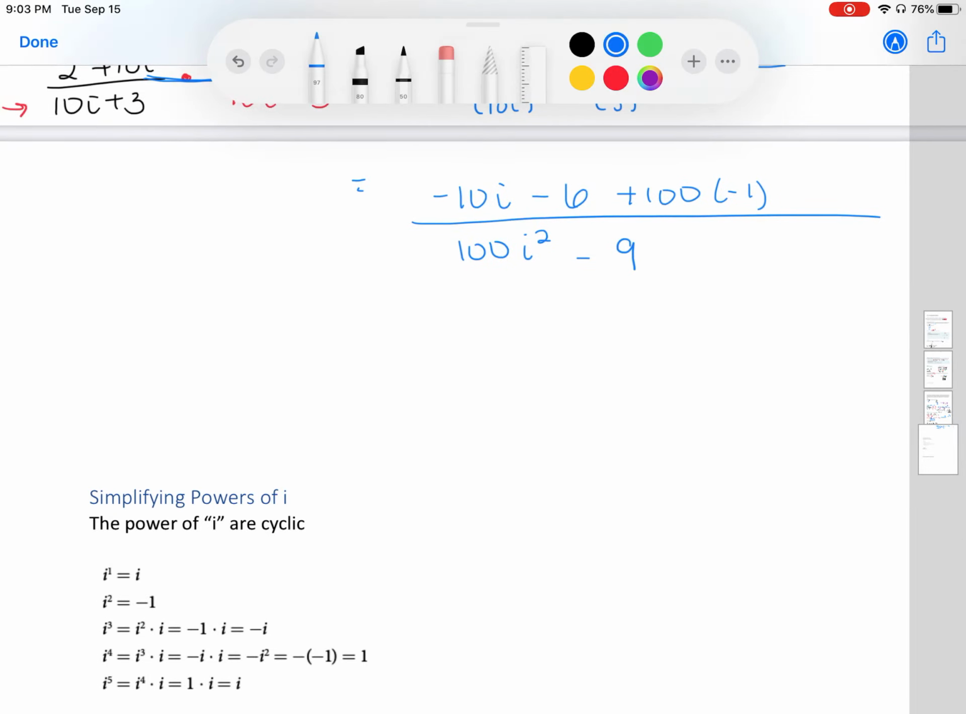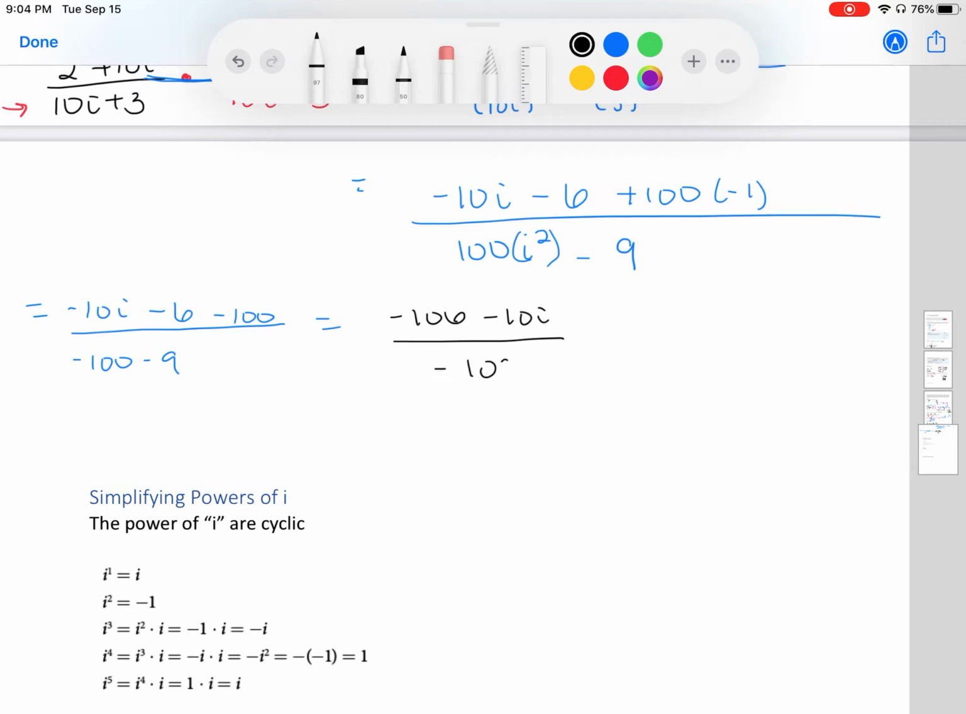Okay, let's clean up our numerator. So we have negative 10i minus 6 minus 100. In our denominator, same thing. We have 100 times i squared, which is a negative. We have negative 100 minus 9. Okay, let's clean this up. So we have negative 6 minus 100, which gives us negative 106 minus 10i, divided by negative 100 minus 9, negative 109. And there we have it.